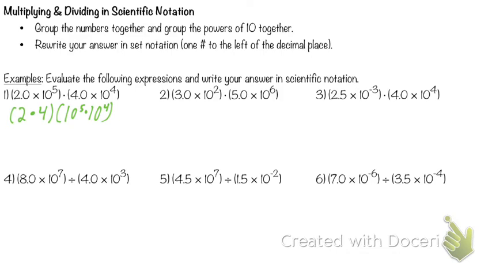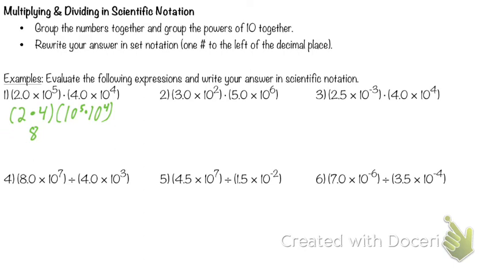Okay, and the reason this works is because multiplication can happen in any order. We talked about that before, how we can reorder that multiplication. So I just reordered the multiplication. Now, 2 times 4 is 8. 10 to the 5th times 10 to the 4th.